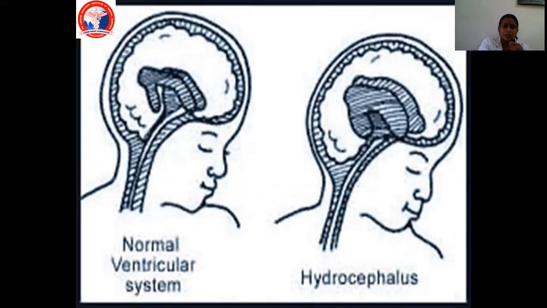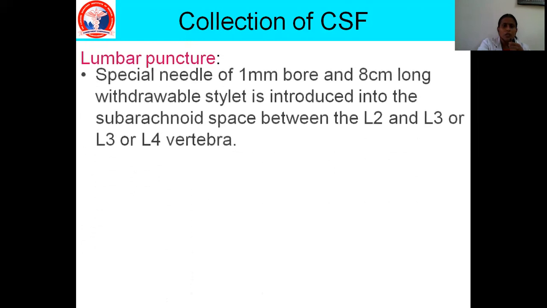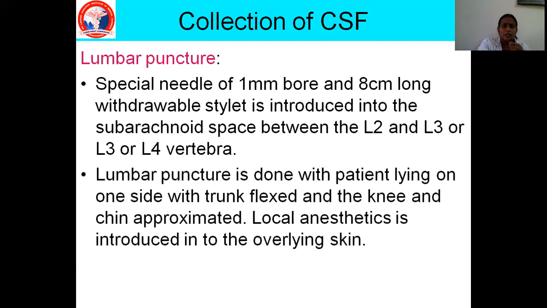So this picture shows the difference between the normal ventricular system and the ventricular system in the hydrocephalus condition. You can see the increased size of the ventricles in hydrocephalus due to accumulation of cerebrospinal fluid. So finally, collection of CSF. In two ways we can collect the CSF: one is lumbar puncture and another one is cisternal puncture.